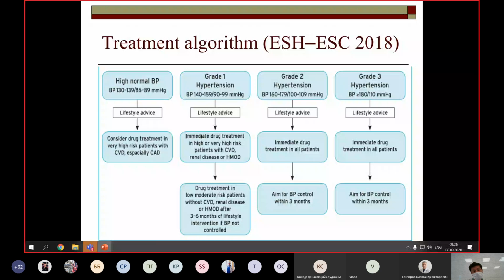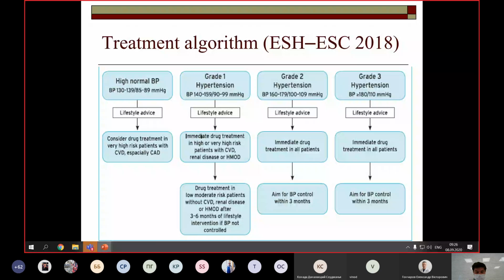A patient having grade 1 hypertension, BP 140-149 and 90-99 millimeters of mercury, is a candidate for lifestyle modification. Please pay attention that lifestyle modification advice should be given across all stages for all patients, regardless of cardiovascular risk and other target organ damage. This is not optional.